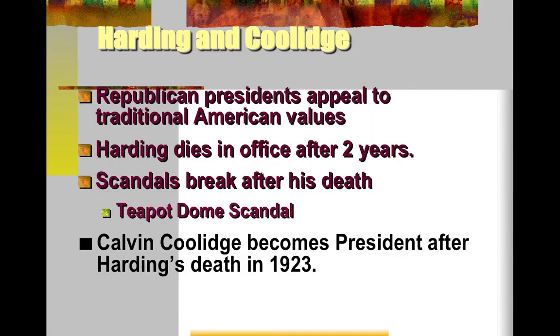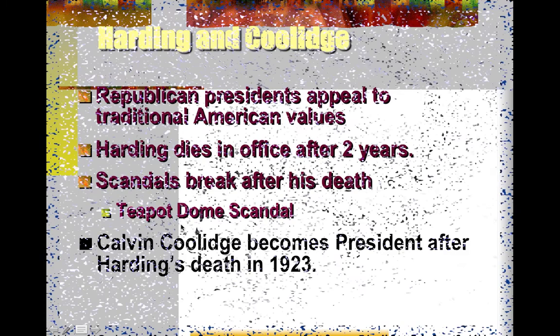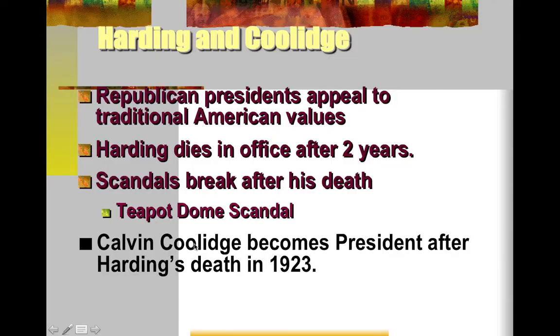Now, I told you Harding's Vice President Coolidge takes over. Literally, Republican presidents appeal to American values and also isolationism. So Harding is elected very easily, but he dies 2 years into his term. So 2 years into his term, his vice president takes over. Scandals break out, Teapot Dome, etc. Calvin Coolidge becomes president after Harding dies in 1923.